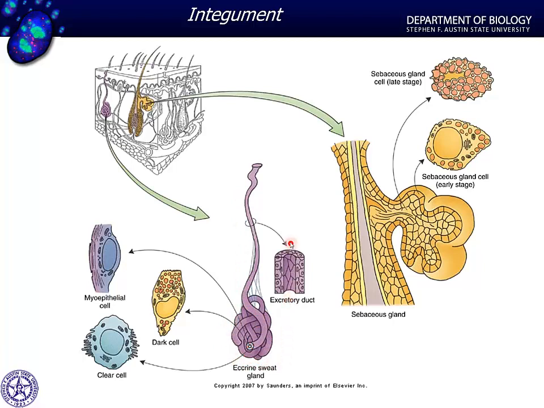The duct is going to have a distinct lumen. The cells are going to be very dark, especially the nuclei. And once we look at the parenchyma, we're going to define these cell types as part of the parenchyma: the clear cell, the dark cell, and the myoepithelial cell that's going to help to express the product out of the exocrine duct and onto the surface of the skin.